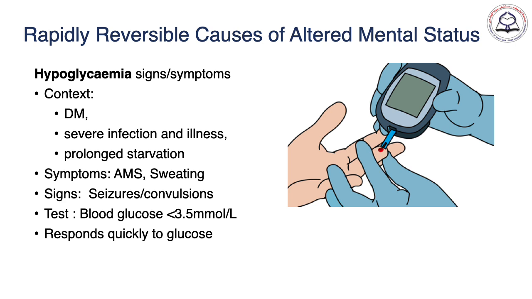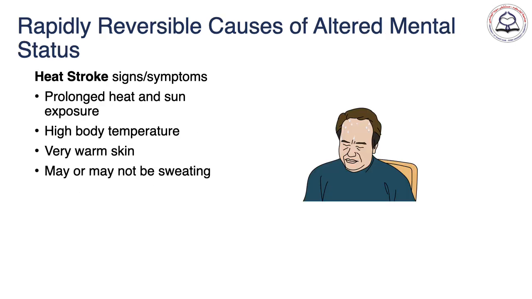The patient could be diabetic, could have severe infection or illness, or prolonged starvation. A diabetic patient who is hypoglycemic gets sweaty, becomes tachycardic, tachypneic, and sometimes develops convulsions, and the blood sugar is low when you check with the lab or glucometer.